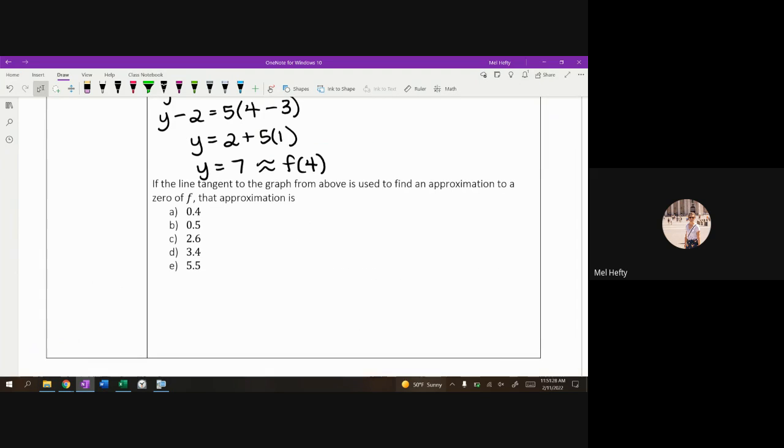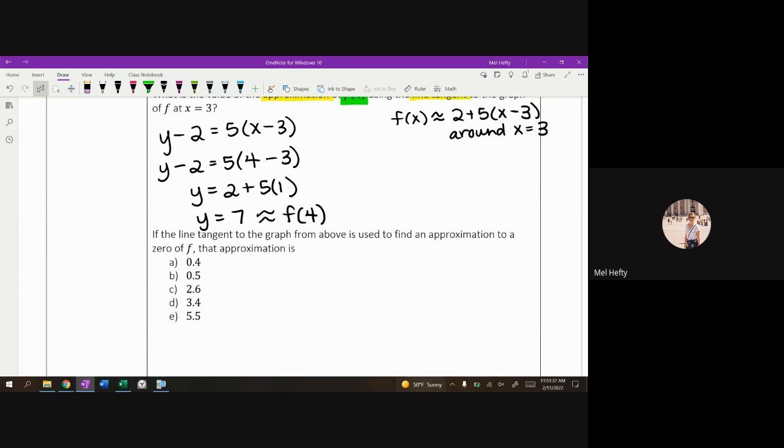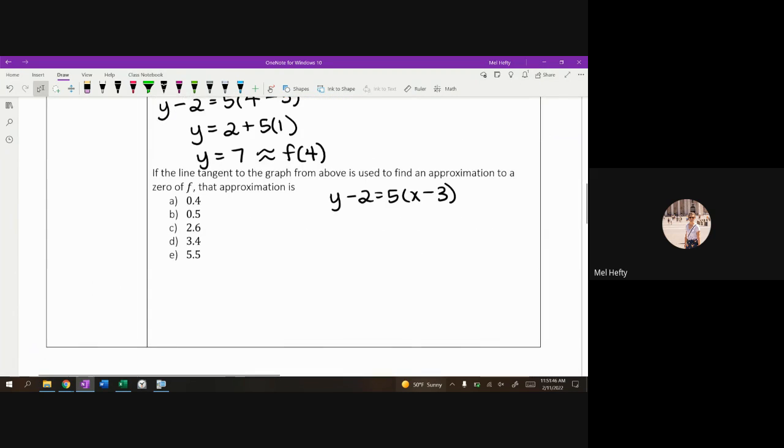All right, I love this next question because it brings back some good verbiage from Algebra 1. So we've got a tangent line from above. So I'm going to copy down the tangent line that we did. It's using the same one, y minus 2 equals 5, x minus 3. It's going to be used to find an approximation to a 0 of f. All right, my computer is dying, so I'm going to grab my charger. While I do that, I need you to talk about what is a 0 of the graph?